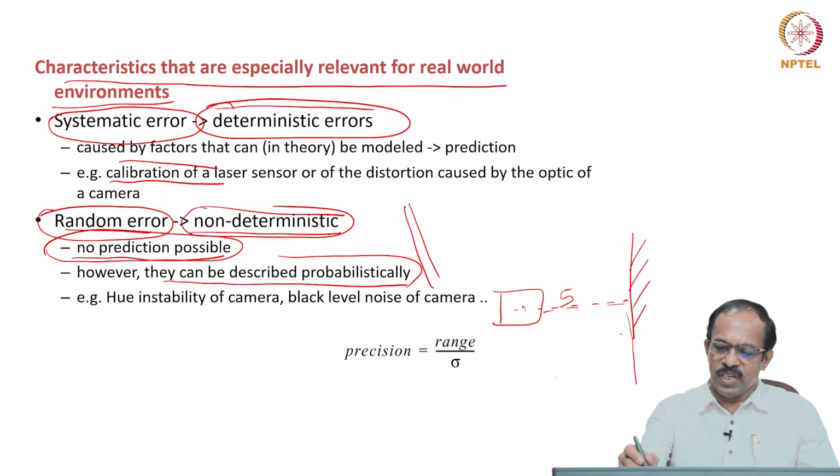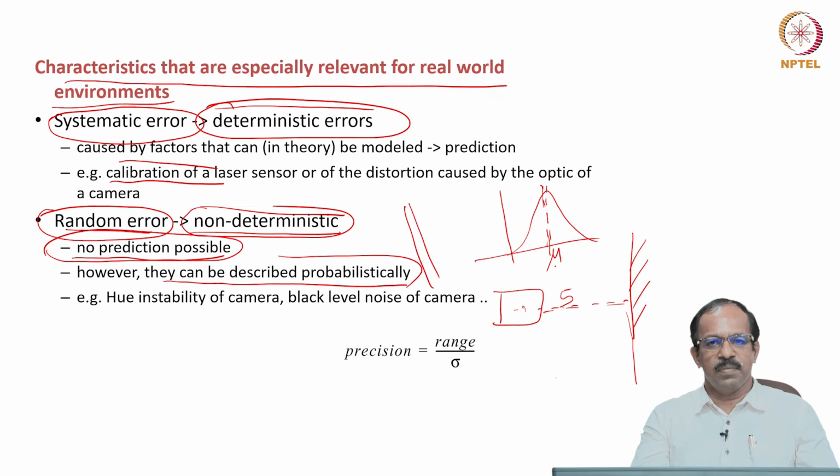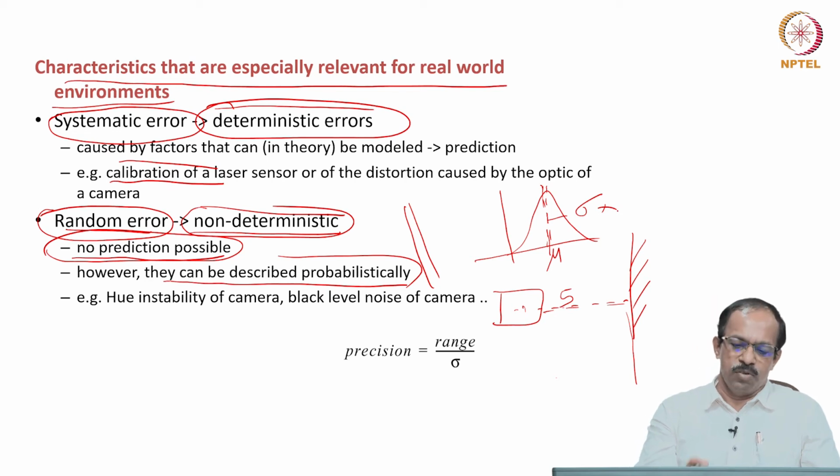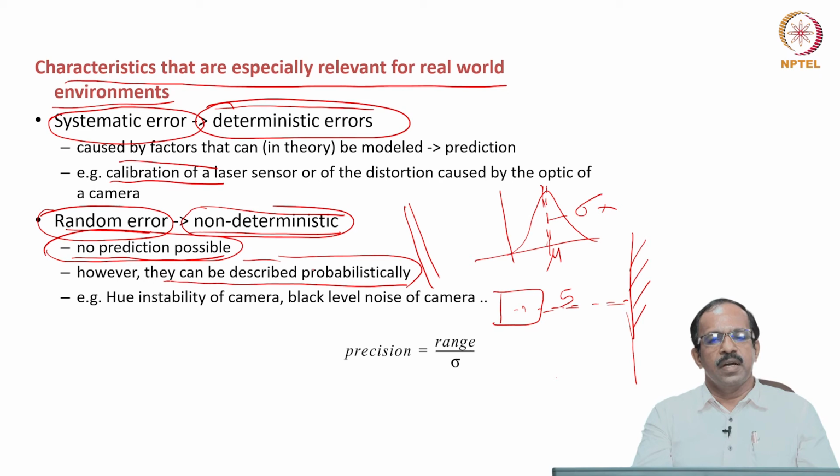I can only say that if I take my five measurements, I will be able to get a distribution like this. The mean value will be somewhere here, and then I can find the standard deviation. That much only we can model using a probabilistic method, but we do not have any real value mu. Because the distance measured can be here, or this, or this. Anything can be there, but in a probabilistic way we can say, okay, the mean is this and the standard deviation is this.